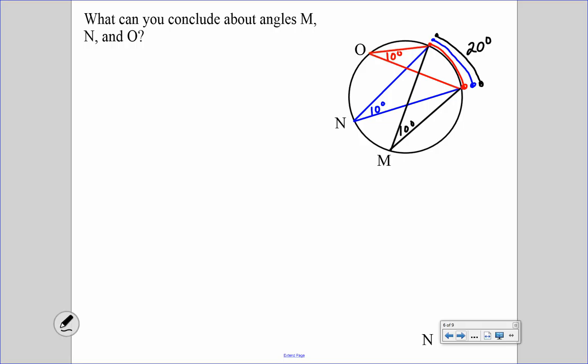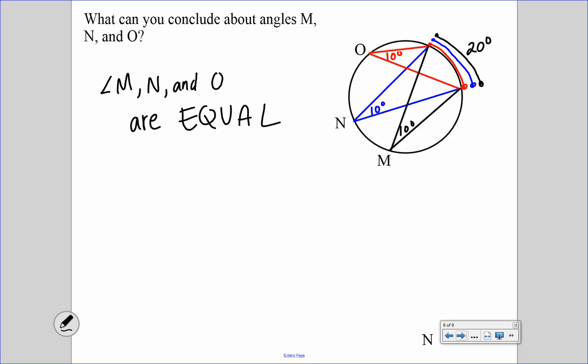So if we have inscribed angles that have the same arc, then those angles have the same measurements. So that means angles M, N, and O are equal. That one's a little tricky to see, it kind of does a trick on your eye, but you have to look at where their arcs are made. If they have the same arcs, they have the same angles. So all those angles are equal. So let's use that piece.